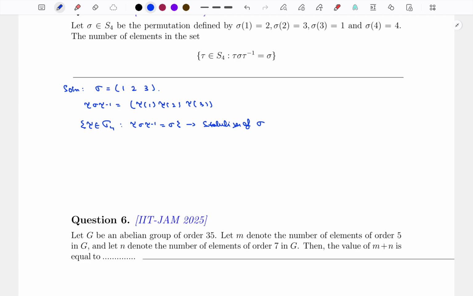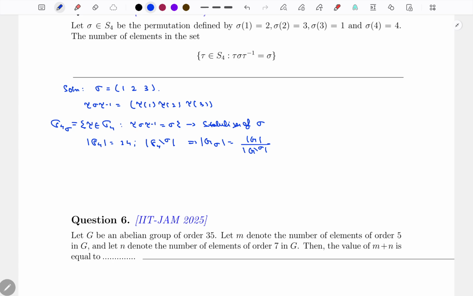So now the order of S4 is 24. What if we are able to get the orbit of sigma, and then we can divide by the orbit-stabilizer theorem, right? At this point I'm just guessing what the answer should be, so I'm trying this out. Writing S4 as G, the order of the stabilizer G sigma should be the order of G divided by the order of the orbit of sigma.